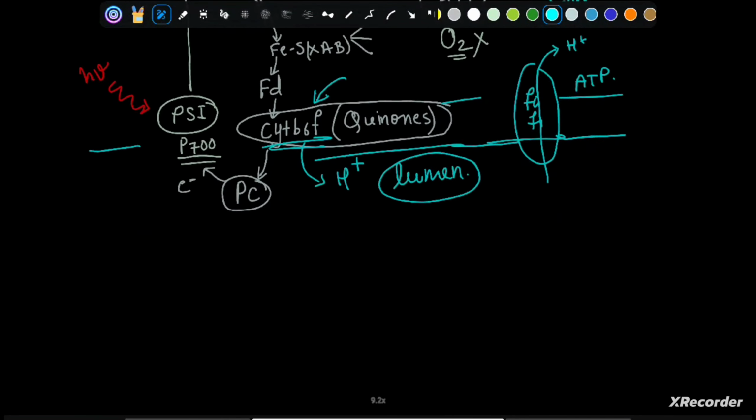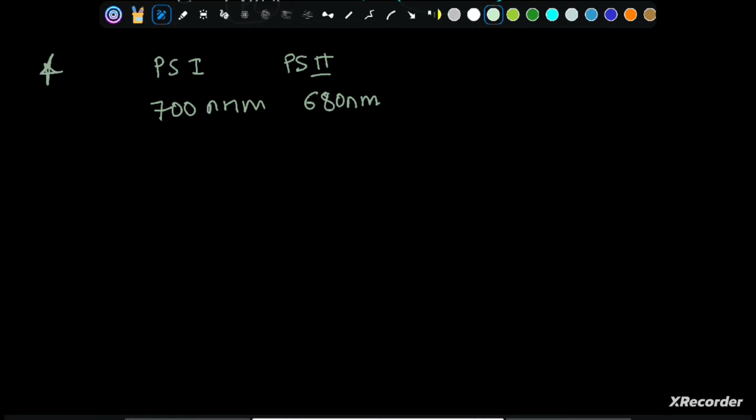In addition to this concept, I would like you guys to understand another interesting concept. As I said, we have PS1 and PS2. PS1 absorbs the light of 700 nanometer. It's of higher wavelength, and this one absorbs 680 nanometer. So in non-cyclic electron flow, this is regarding the non-cyclic electron flow as well, okay, not directly related to the cyclic flow, but this concept is again very interesting.